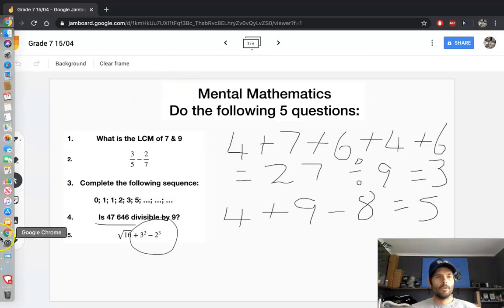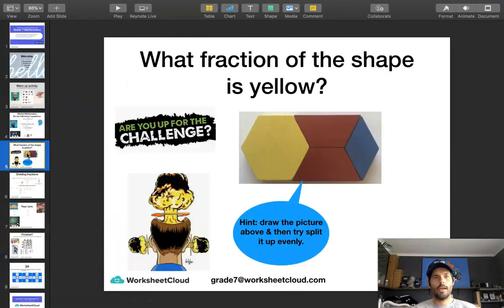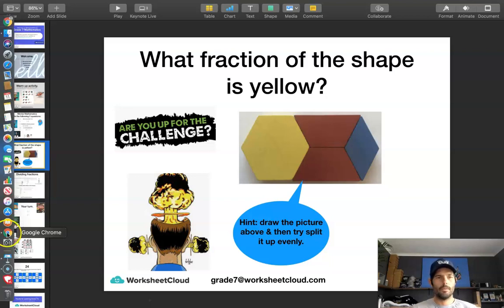So we move on to our first fraction challenge of the day. My question to you is, what fraction of the shape is yellow? There's a hint there that says draw the picture above and then try split it up evenly. If you have a pencil and paper with you and you can make a rough sketch of that picture, then that'll help you a lot. Press pause now and see if you can work that out.